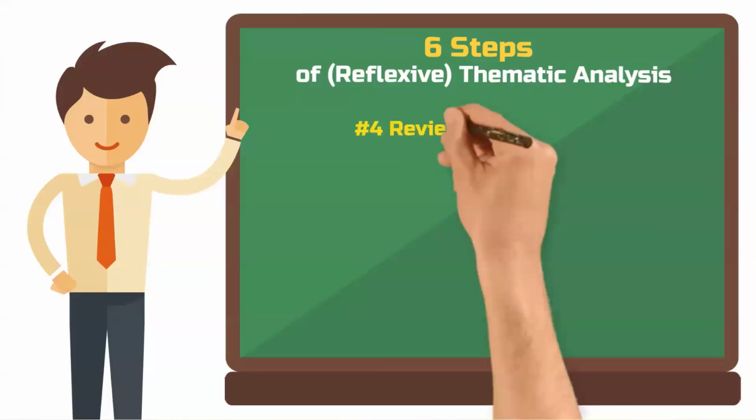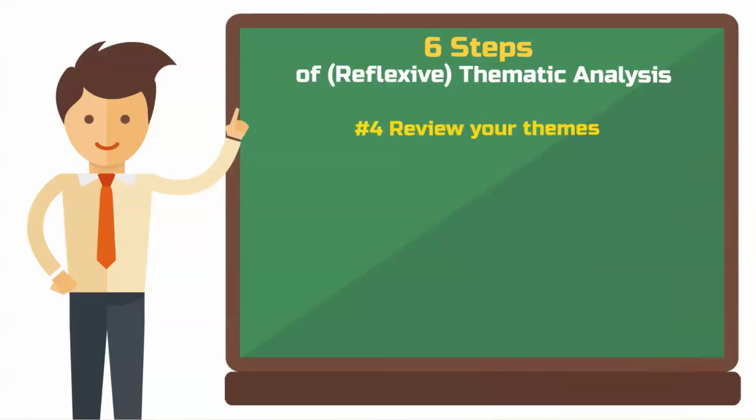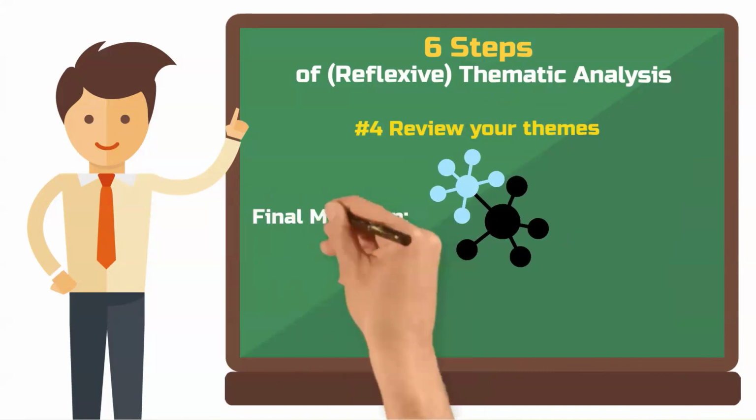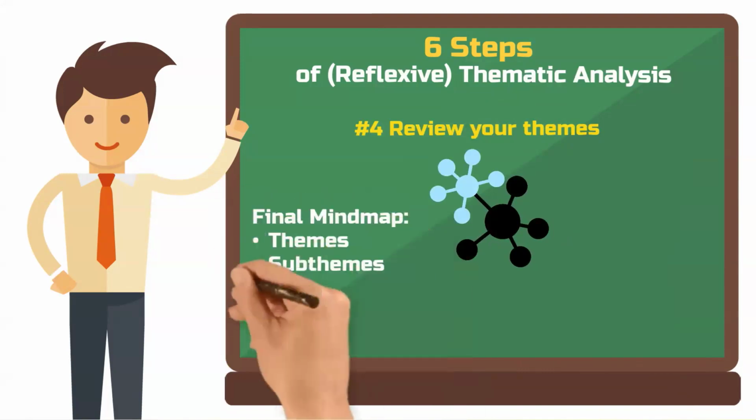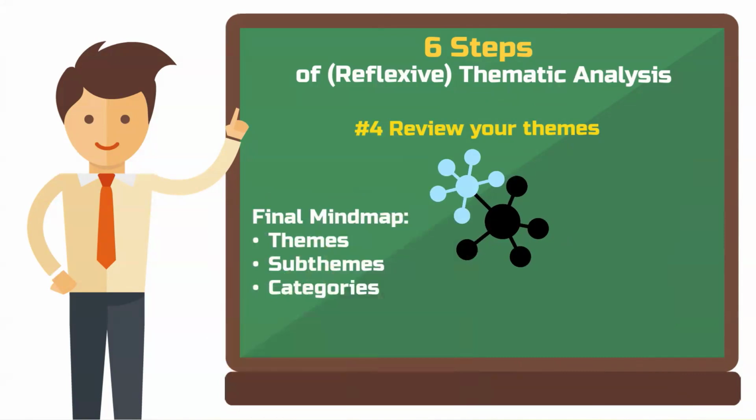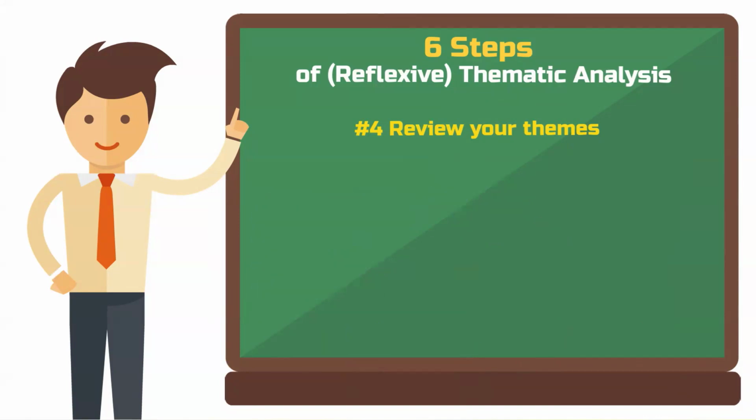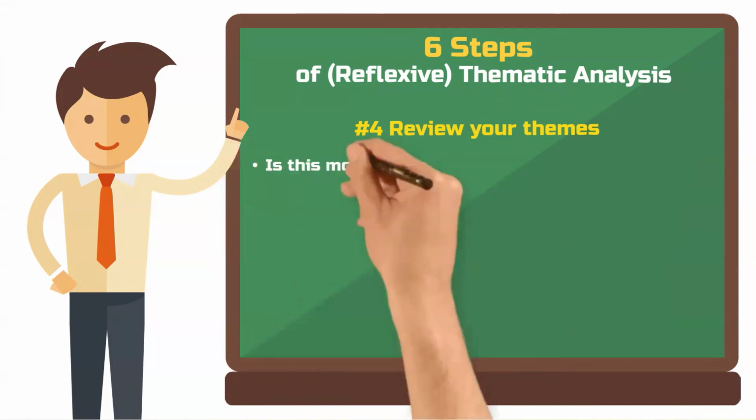Step 4. Review your themes. Once you've finalized all the themes, create a final mind map featuring all the themes, potential sub-themes, and categories. Check if everything forms a coherent overall picture and accurately reflects the content of the data. Ask yourself the following questions for each theme.